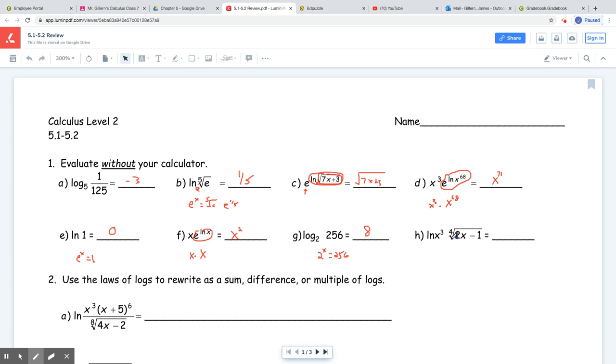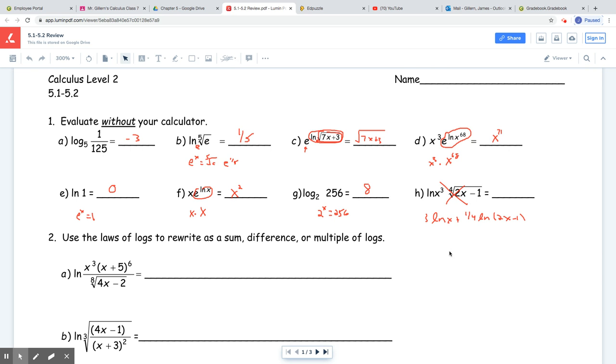This one here should not have been in this section. This should have been down below. The only thing here you can do is just expand: 3 natural log of x plus 1/4 natural log of 2x minus 1. On the quiz, the first part of your quiz will have ones like this. This will not be in there. It should be in question number 2.